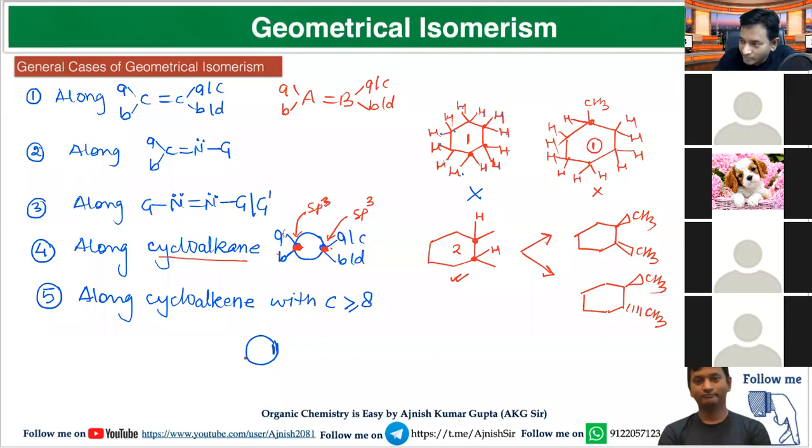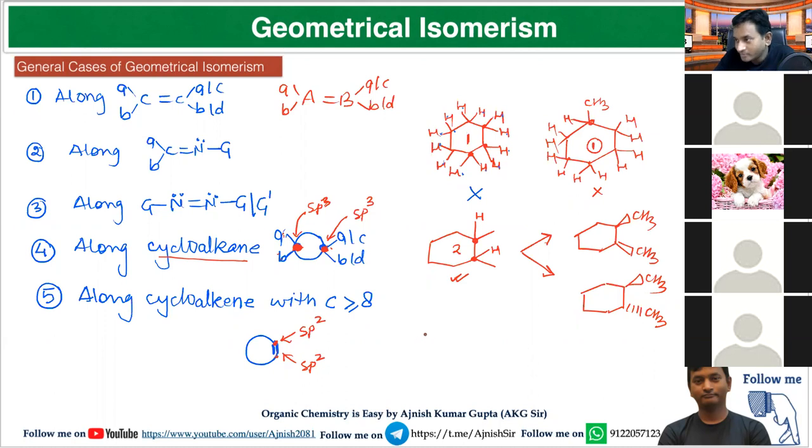When I'm saying cycloalkene, that means I am saying sp2 carbon. And when I'm saying for cycloalkane, I'm thinking of sp3 carbon. So when you are thinking of sp3 carbon, that means the two carbons must have different substituents. But when you are thinking of sp2 carbon, the number of atoms in the ring will be 8 or greater than 8. This is why.